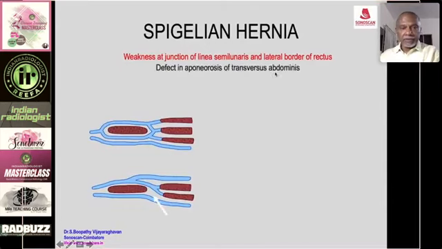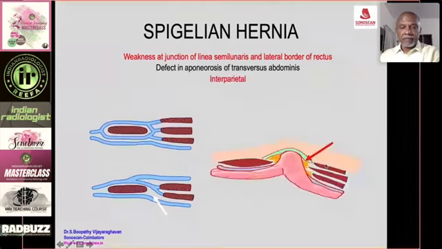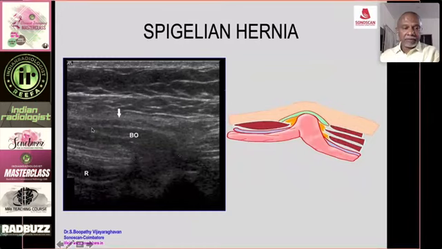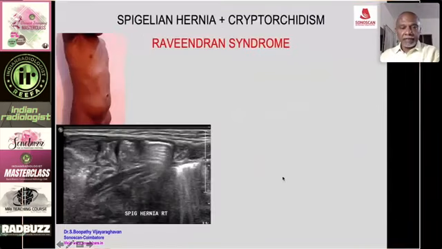Defect in the aponeurosis of the transversus abdominis, and it is interparietal, between the layers of the muscles of the abdomen. So there is no bulge. It will not be seen as a bulge. So that is the defect, and you see the herniated bowel, and that is the superficial muscle. Because of the muscle, there is no bulge. So that is an interparietal hernia.